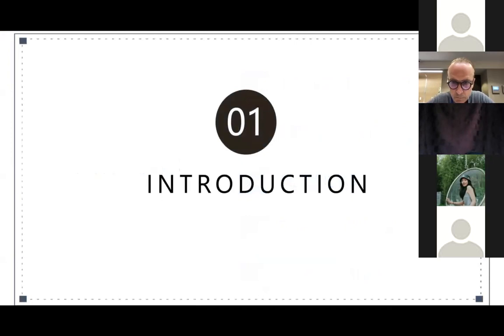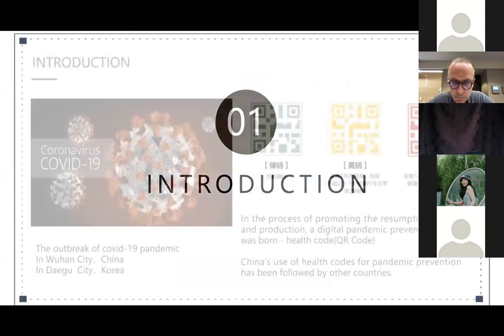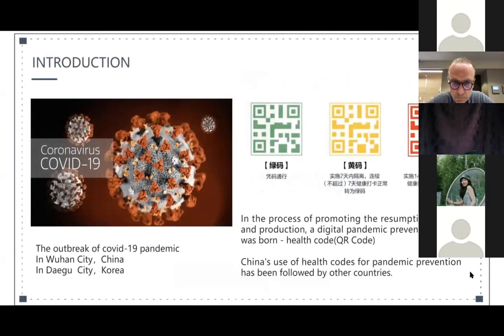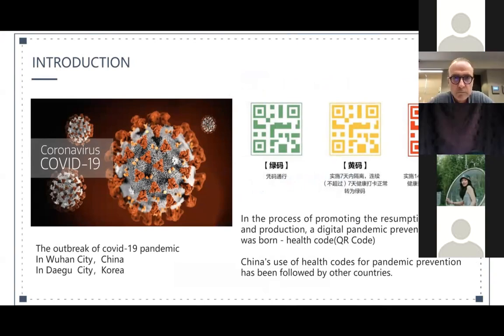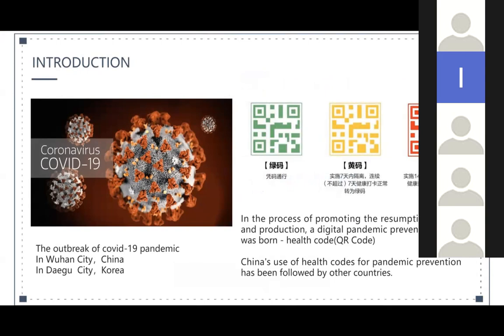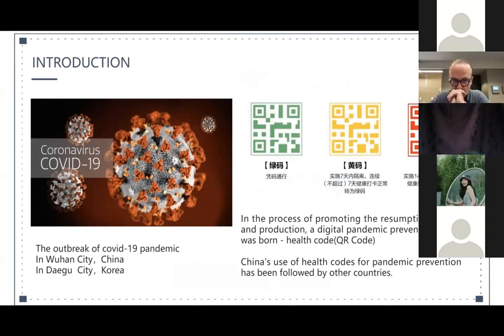First is the introduction. The COVID-19 pandemic in 2020 is an unprecedented global public health crisis. In China, a major outbreak occurred in Wuhan, while in South Korea, a major outbreak occurred in Daegu. As is known to all, lockdown is the best way to stop the spread of infectious disease, but it is not the best way for city management during a pandemic.